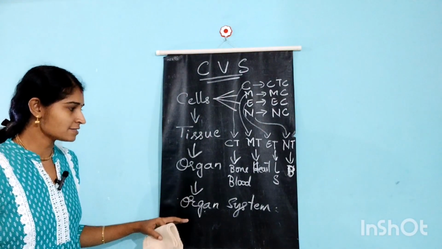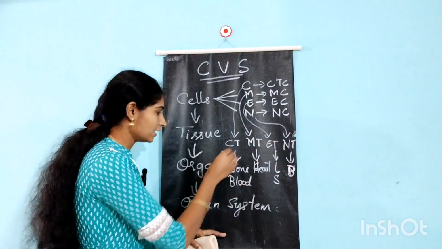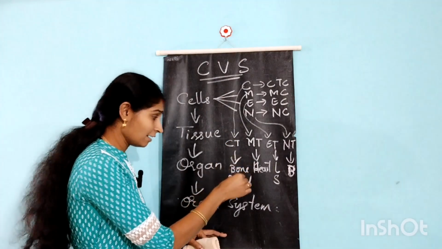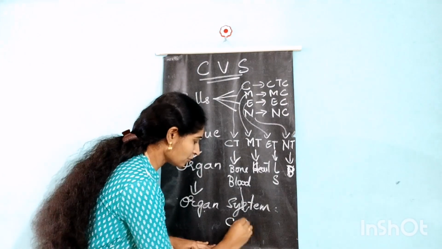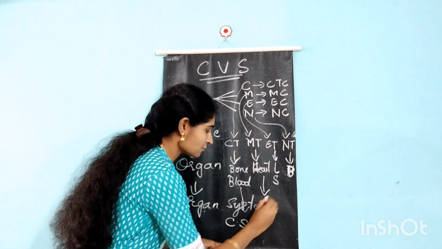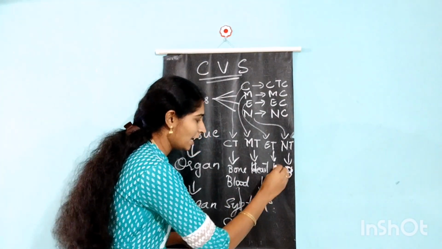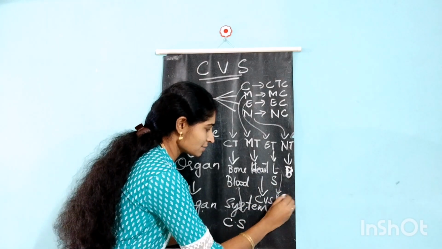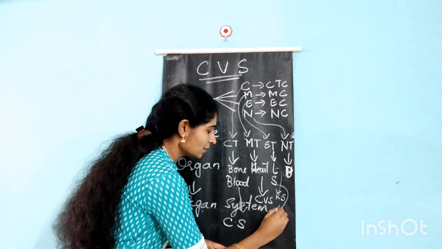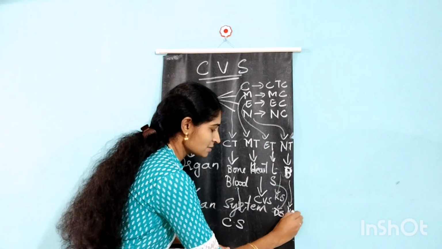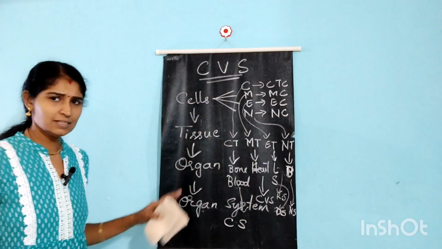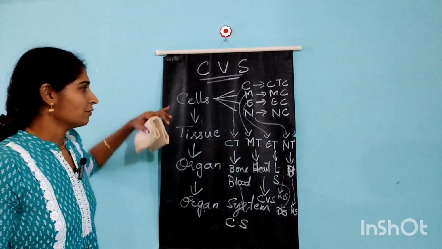And coming to the organ system, the connective tissue is going to give blood and bone. Then from this blood, we will be getting the circulatory system, and the heart is forming the cardiovascular system, and here lungs will form the respiratory system, the stomach will form the digestive system, finally the brain is going into the nervous system. Is this clear for everyone?